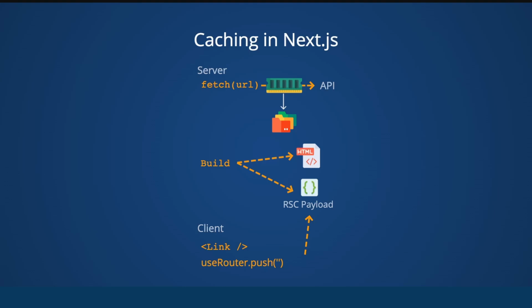Now let's go through each one of them one by one. The first one would be request memoization. The second one is data cache. The third one is full route cache, and the last one is client router cache. I try to help you know caching in Next.js better so you will be able to interact with it more efficiently.